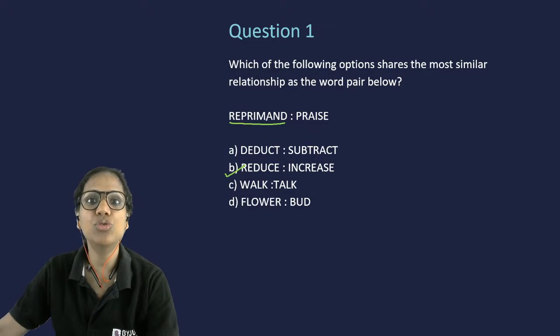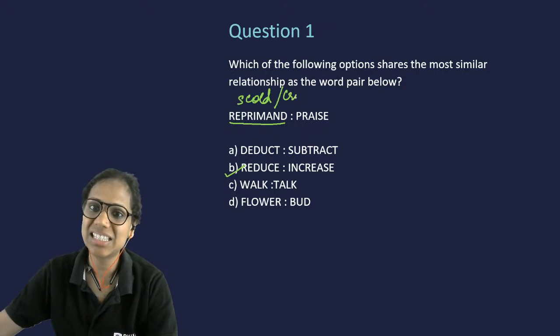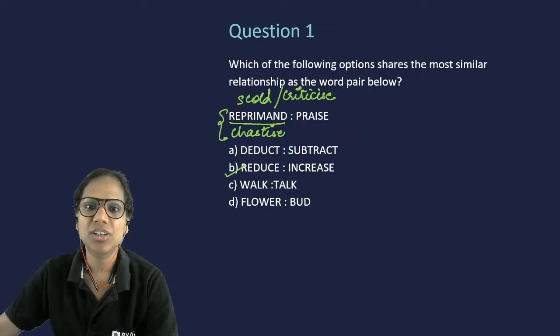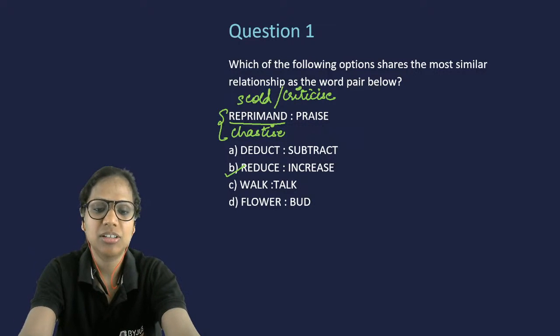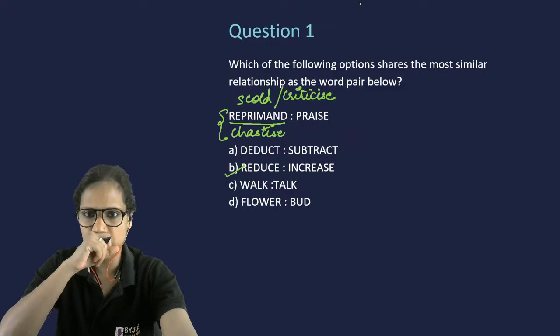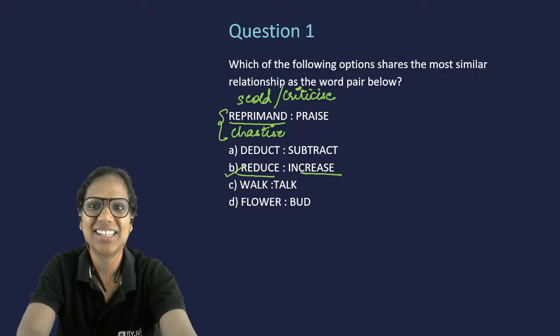B is the answer. To reprimand someone is to scold someone, or to criticize someone. Some synonyms are to chastise someone. So here, reprimand, scold, chastise, they all are concerned with criticizing someone, saying something bad to someone. Whereas when I praise someone, I say good things about that person. So they are opposites. I'm looking for an antonym pair. And which one is an antonym pair here? Reduce is to increase. So B is going to be my answer.